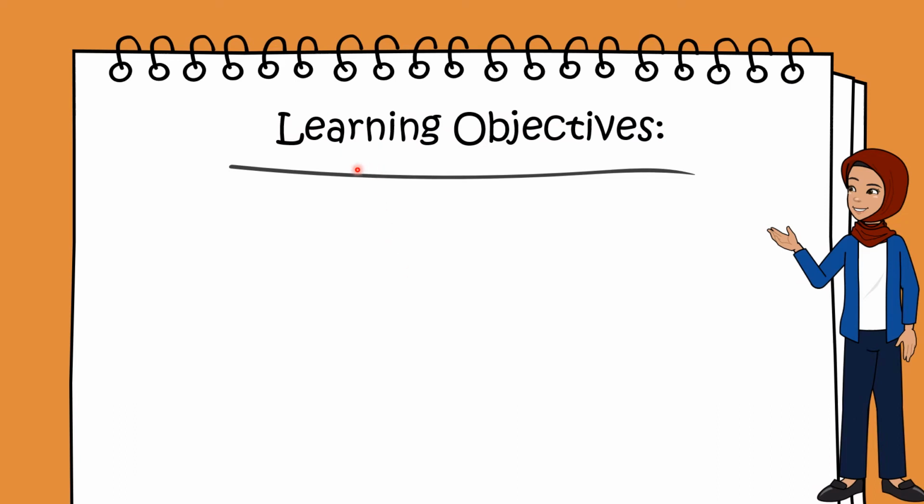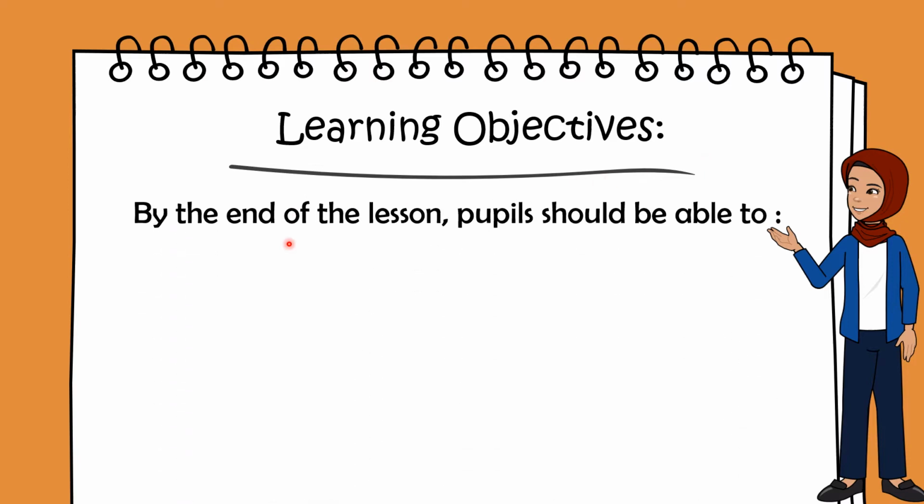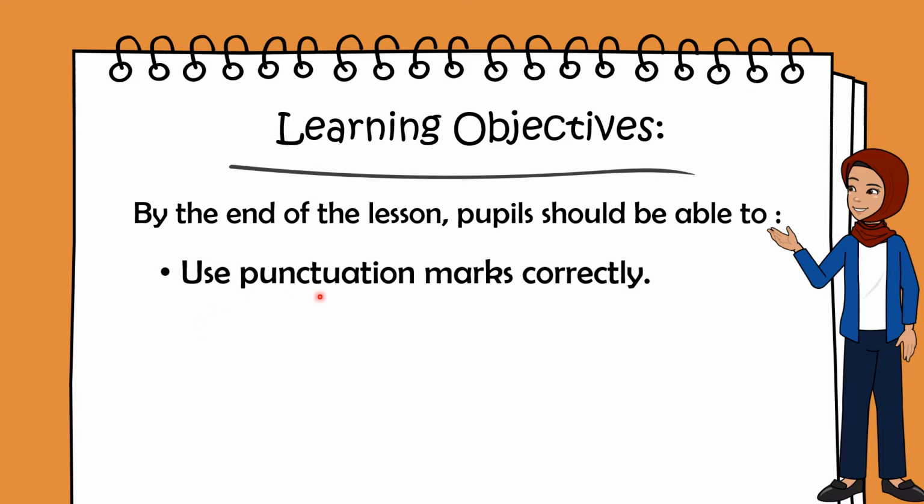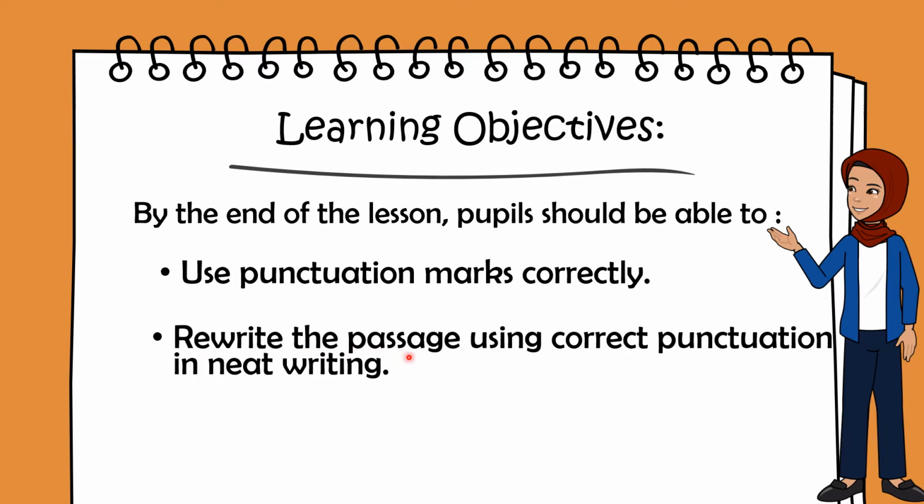Now, what are our learning objectives for today? Let's see. By the end of the lesson, pupils should be able to use punctuation marks correctly and rewrite the passage using correct punctuation in neat writing. And our learning standard for today are 3.2, 3.3 and 3.1.2b.